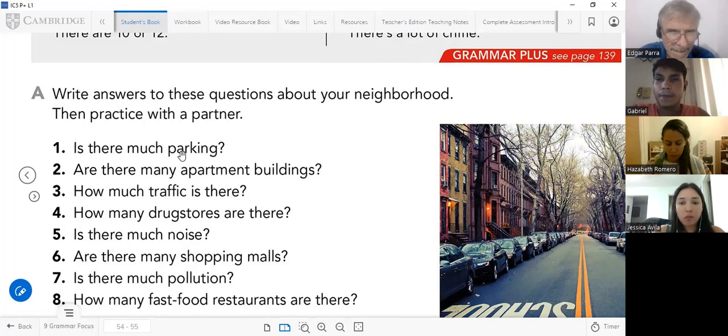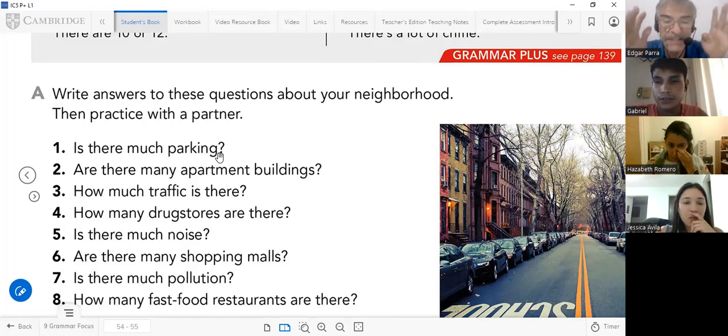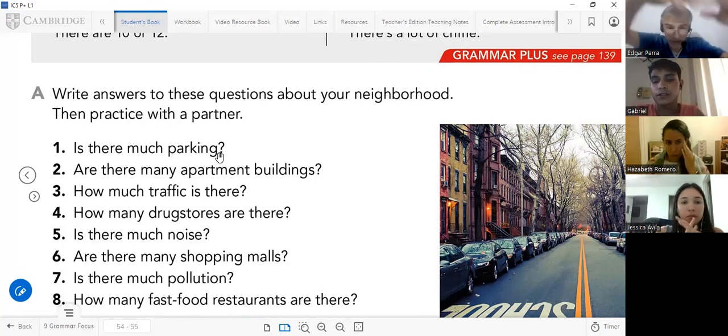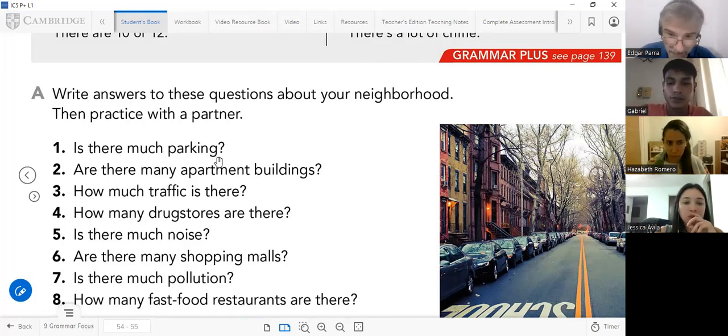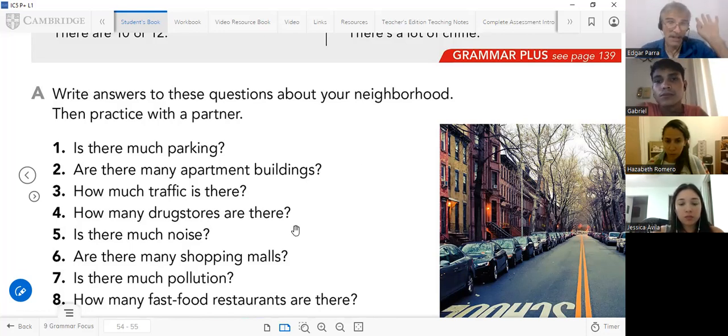Parking. Yes, there is much parking. If you say there are many parking spaces, it would be different, because parking is general. Parking is singular. So you say, yes, there is much parking, or there isn't much parking, because you see many cars are on the street, okay? But in your neighborhood, it depends on you.